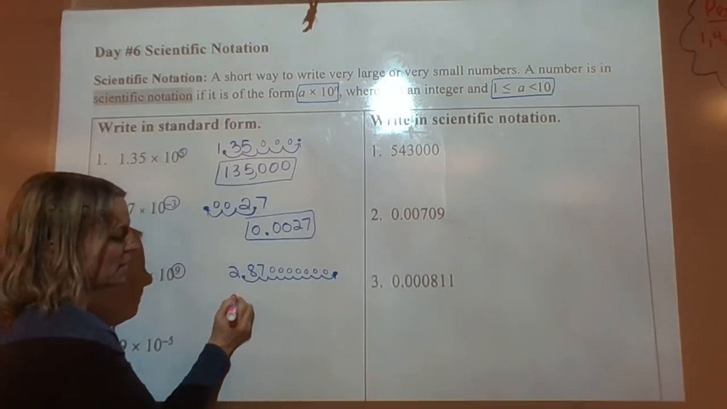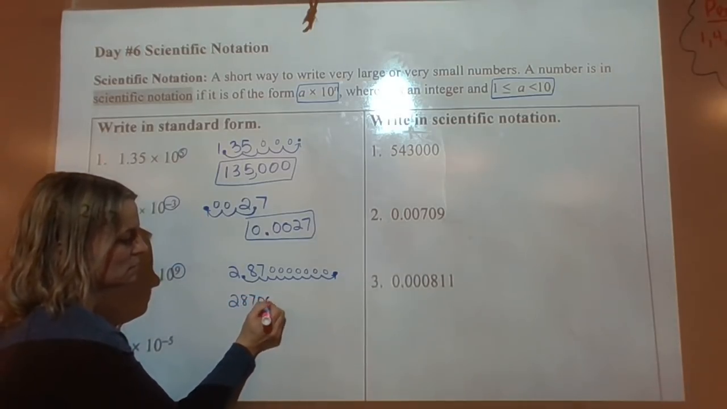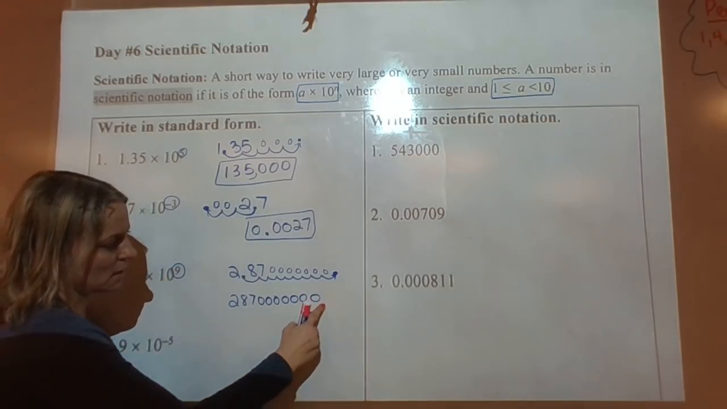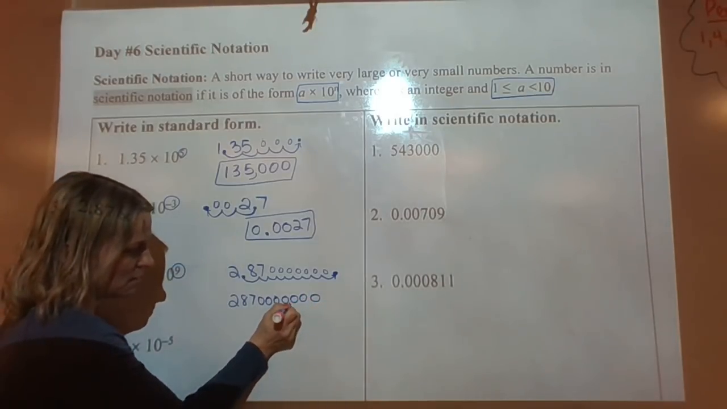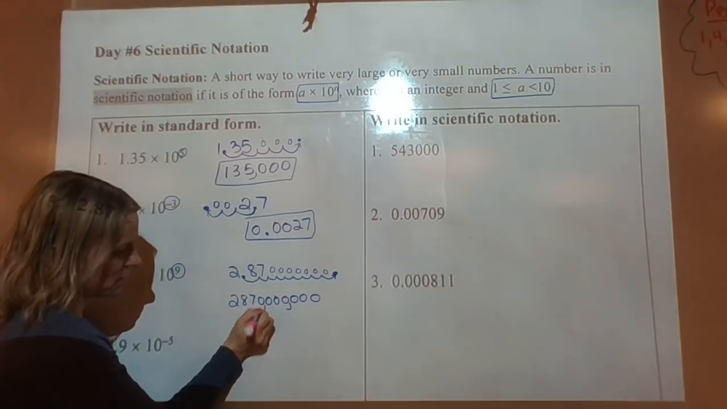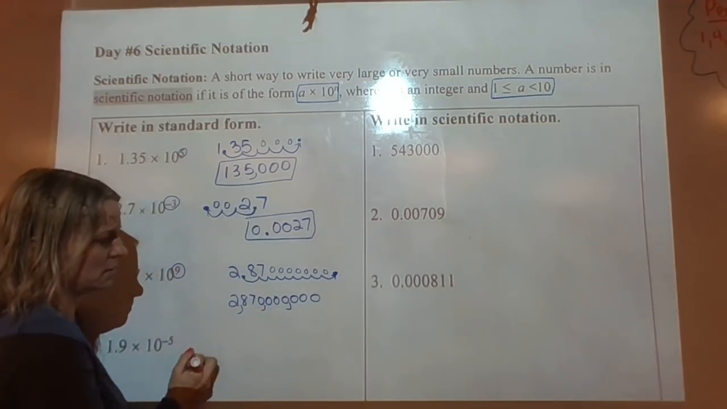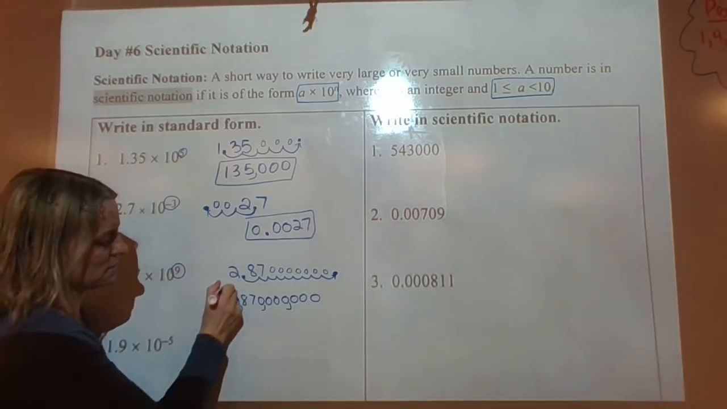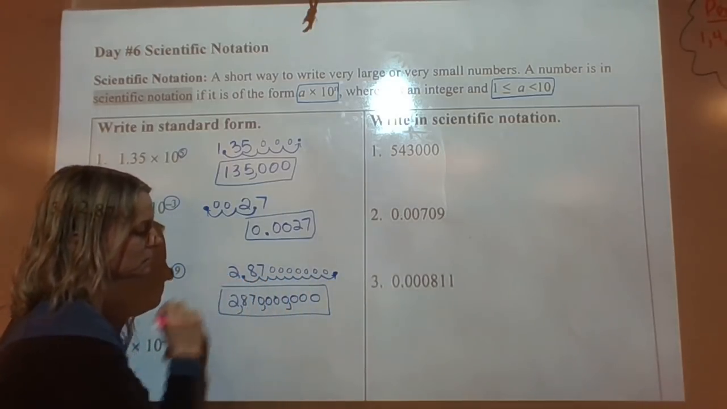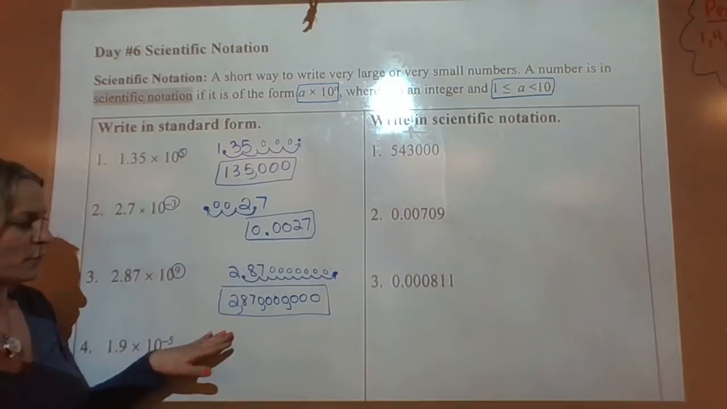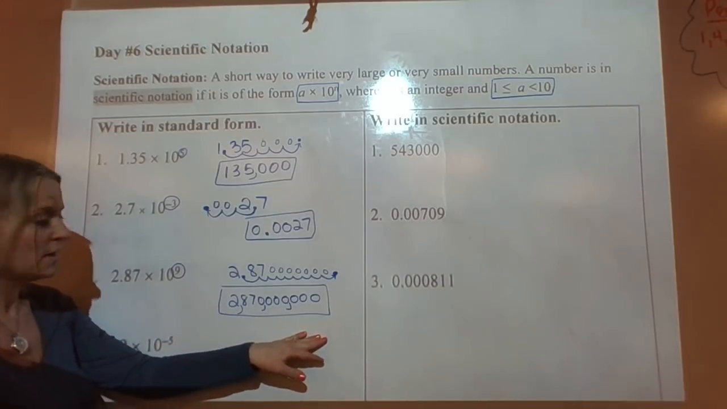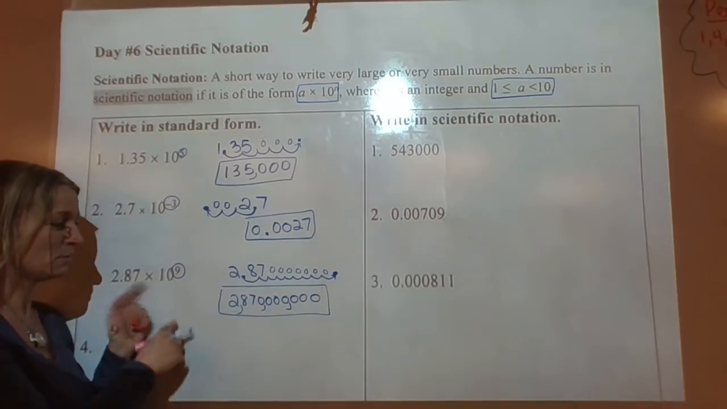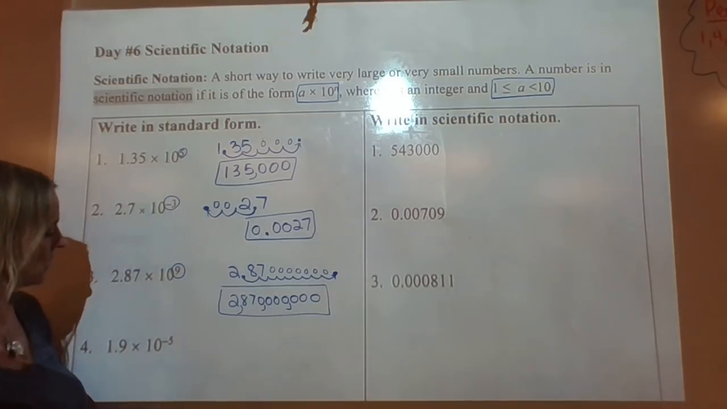Okay, so when I rewrite that, I've got 2, 8, 7, and 1, 2, 3, 4, 5, 6, 7 zeros. So let's count over 3, put a comma, count over 3, put a comma, and then 3 more and put a comma. 2,870,000,000 is how big that number is. So this is a good example for a pretty large number that it is nice to write in scientific notation. It really shortens them up, especially when they're even bigger than this.